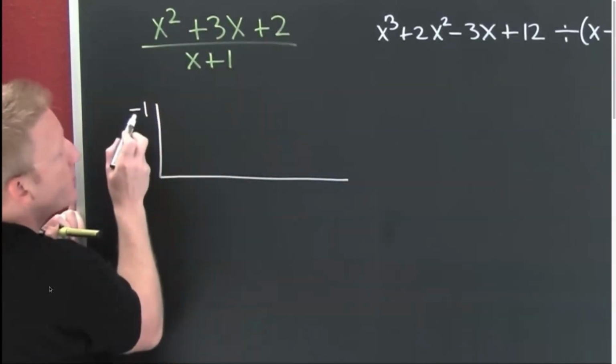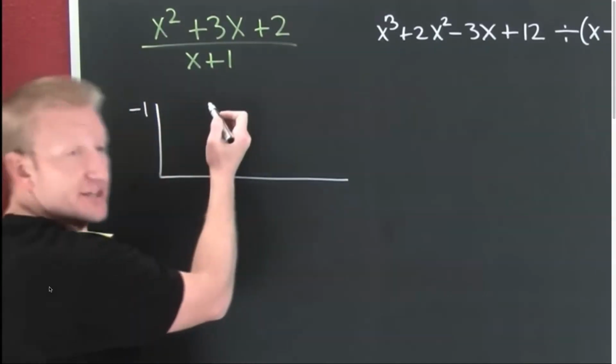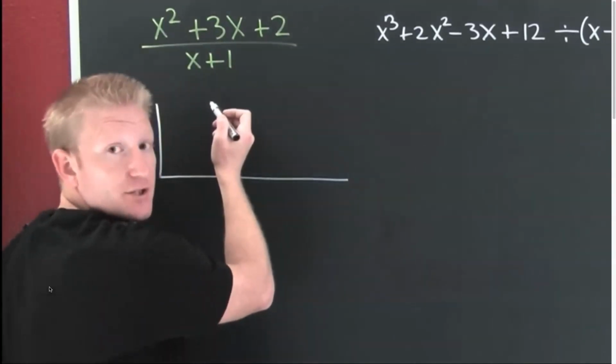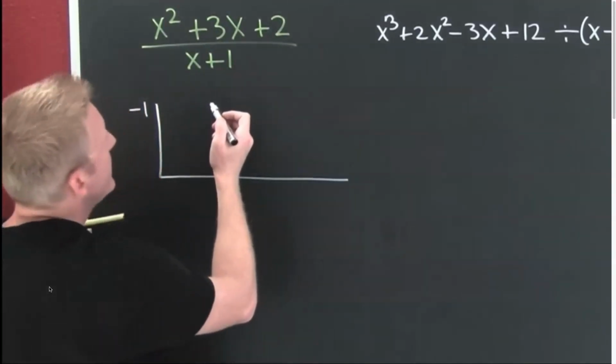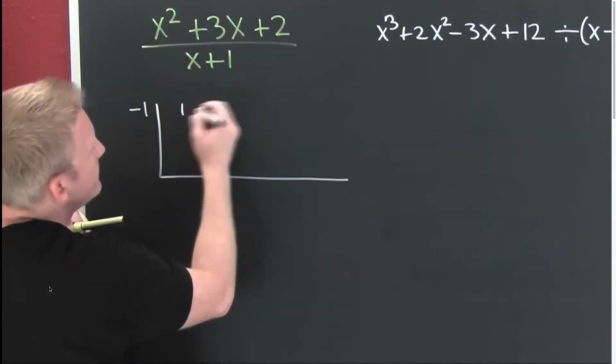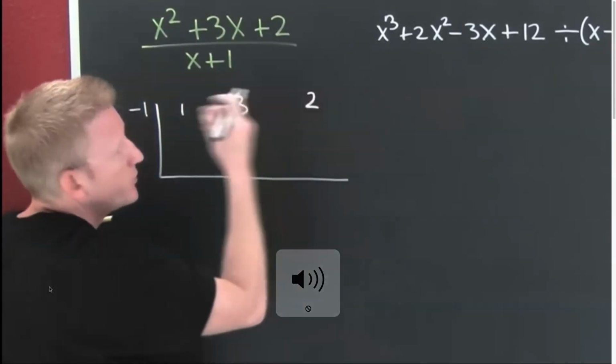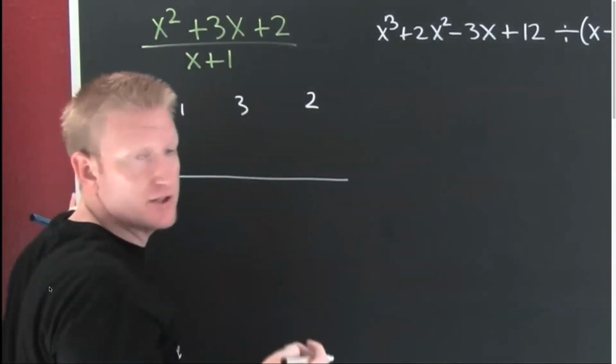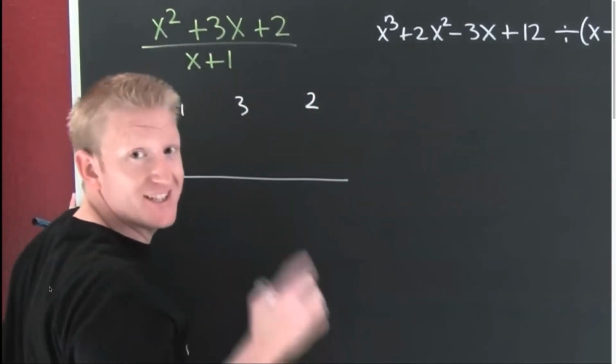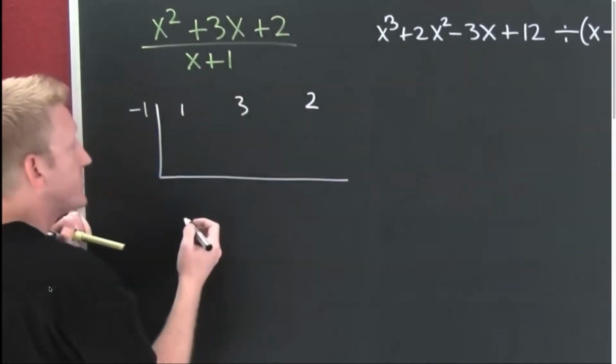Minus 1. Zeros go on the outside. Coefficients go on the inside. Coefficients are the numbers in front of the variables. Here we go. I'm going to put a 1. I'm going to put a 3. And I'm going to put a 2. This is actually long division without the actual variables, and we need our special linear factor.